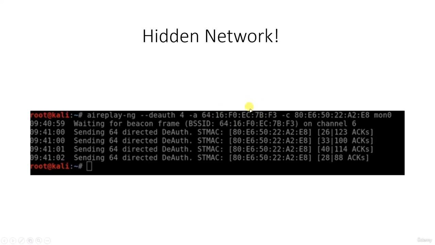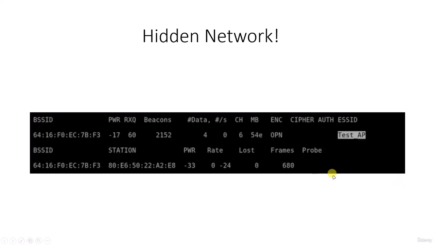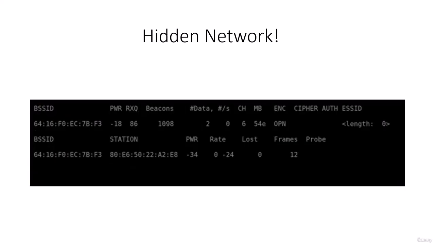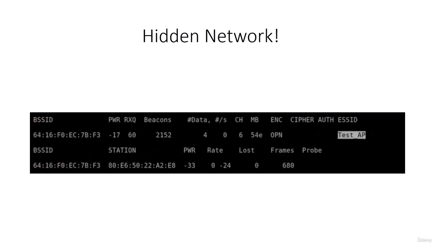Then we give the MAC address of the target network after the -a option, then the MAC address of the client that I want to disconnect. After that, you press enter, and you also have to type your network monitor interface. Then it will show you the network. As you can see, this is the network name. Previously it was 0, meaning it didn't have any network name to show. Now it shows the network name.